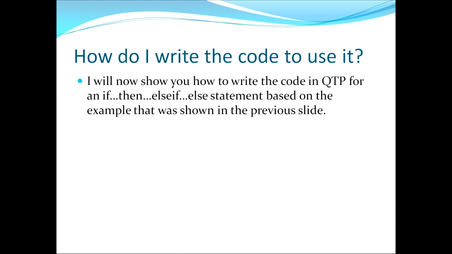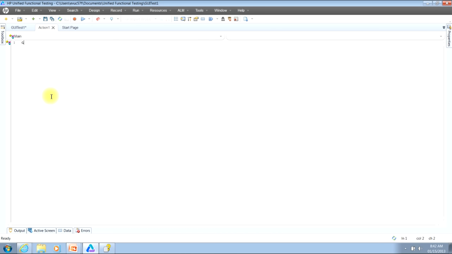This now moves us to the third topic, which asks the question, how do I write the code to use it? I'll now show you how to write the code in QTP for an if-then, else-if, else statement based on the example that was shown in the previous slide. To begin our example, I'll create two variables. The first will be green beans available, and I will assign it an initial value of yes. And the second variable will be corn available. Now we'll assign it an initial value of yes.